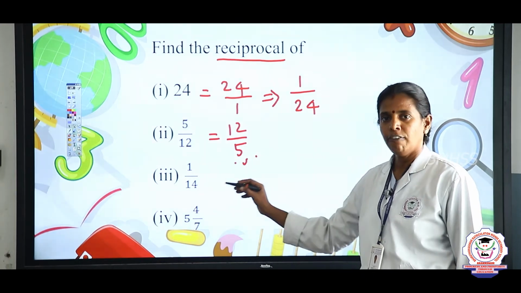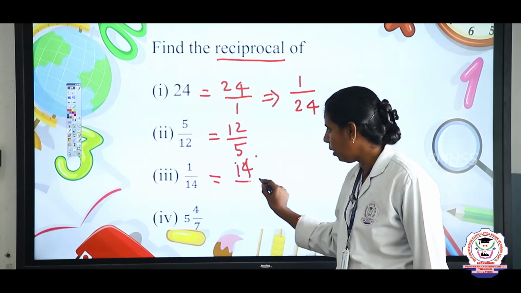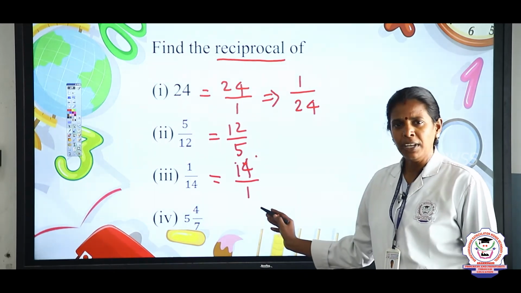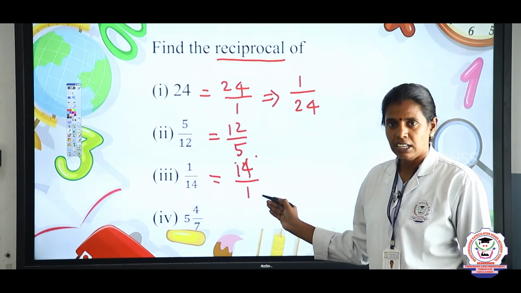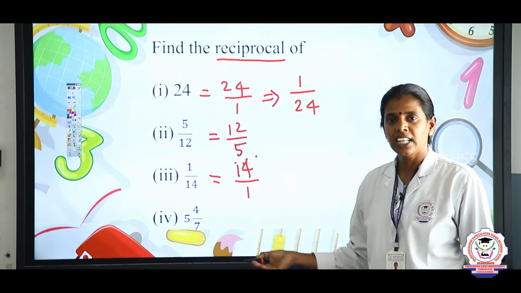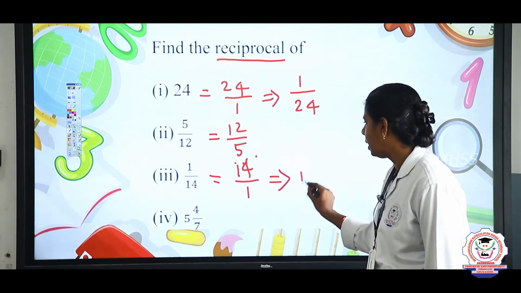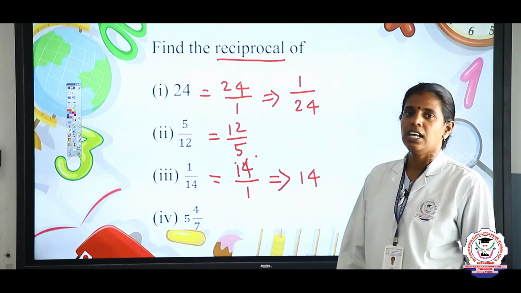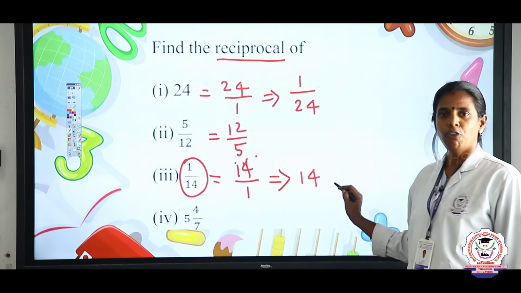The reciprocal of 1 by 14 is 14 by 1. See, when the denominator is 1, we can consider this number as 14, is it? Because if you cancel this, you will get the answer as 14, children. So the answer 14 by 1 can be written as 14. Therefore, the multiplicative inverse of 1 by 14 is 14.